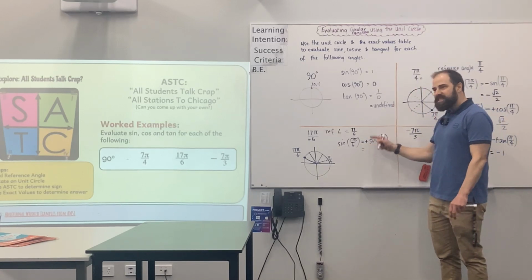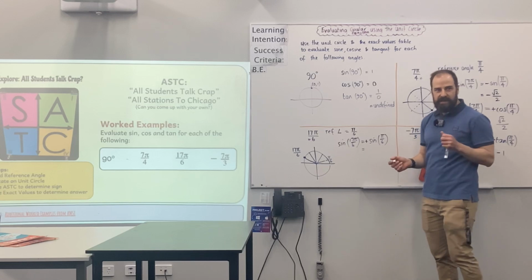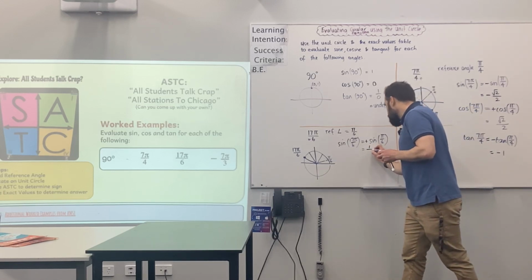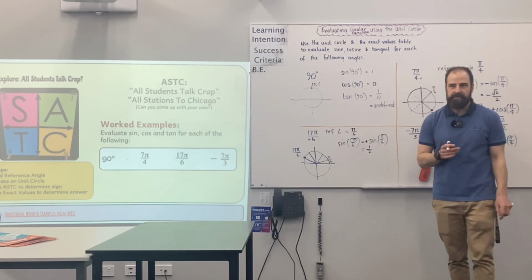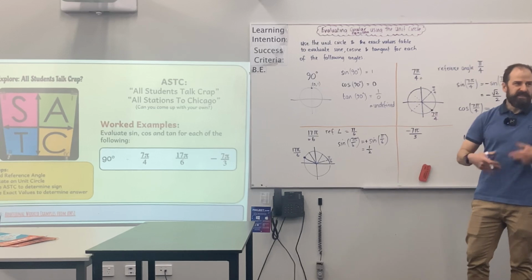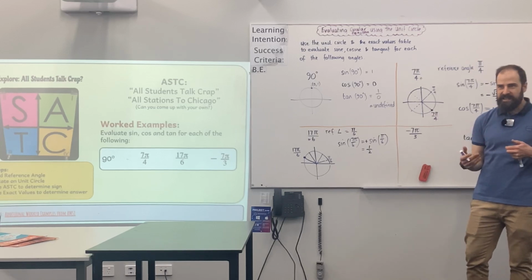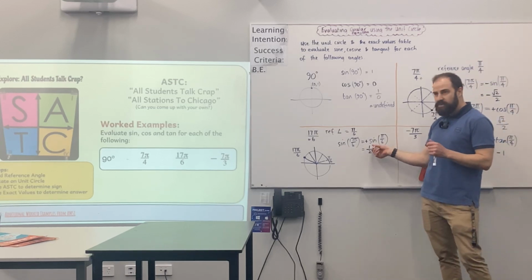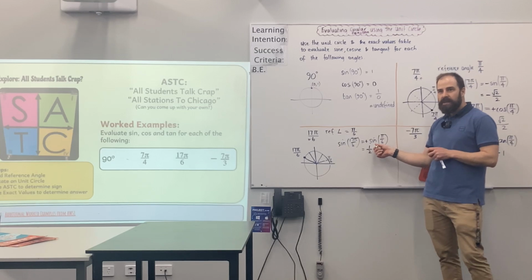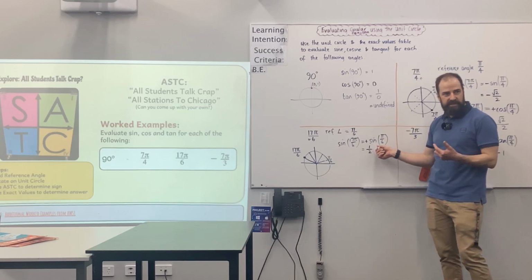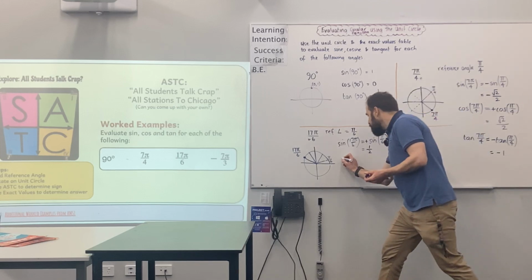Then I look up my exact values table. What is sine of pi on 6? It is 1/2. And this is where we've got to start memorising that exact values table so you don't have to look it up every time. The goal is to do this without a calculator and without notes. Move to the second one.